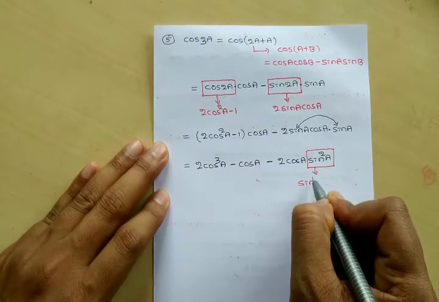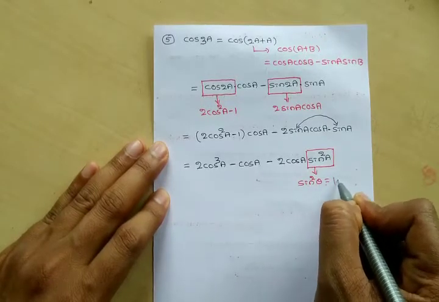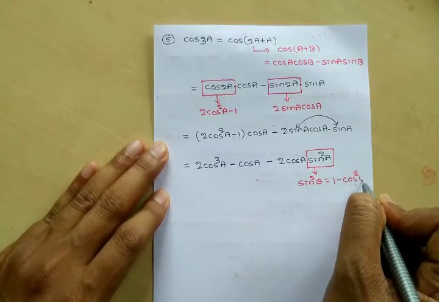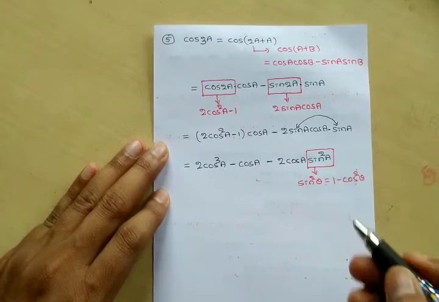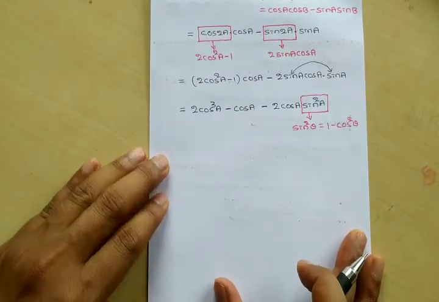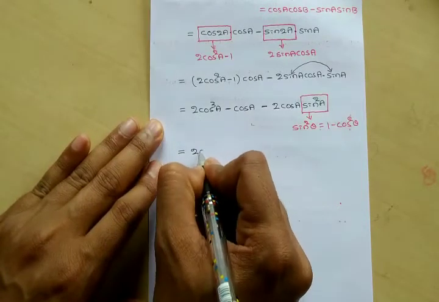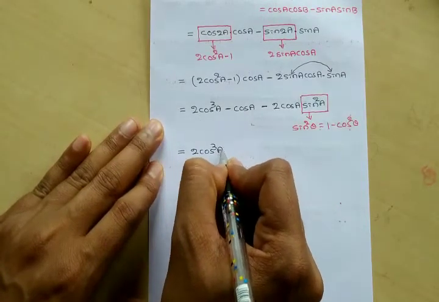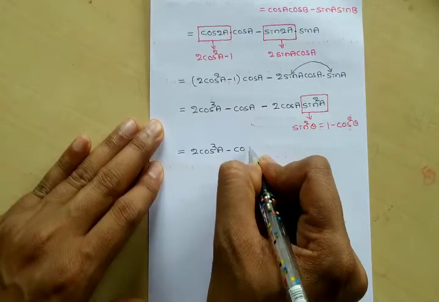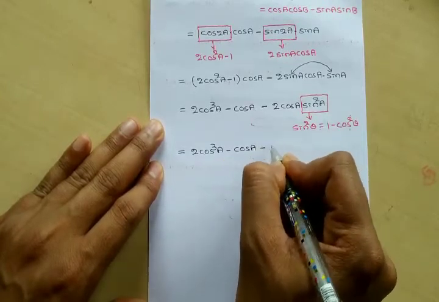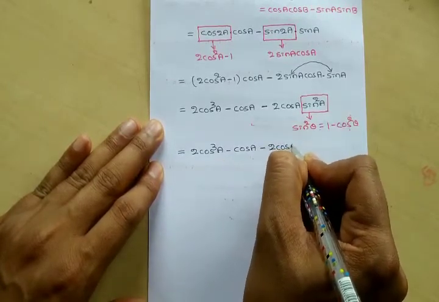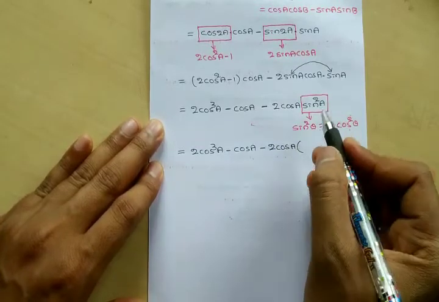Sin square theta can be written as 1 minus cos square theta. So this formula you have to replace now. Therefore, it equals 2 times cos cube A, keep it as it is, minus cos A also keep it as it is, minus 2 cos A also keep it as it is, into bracket sin square A.